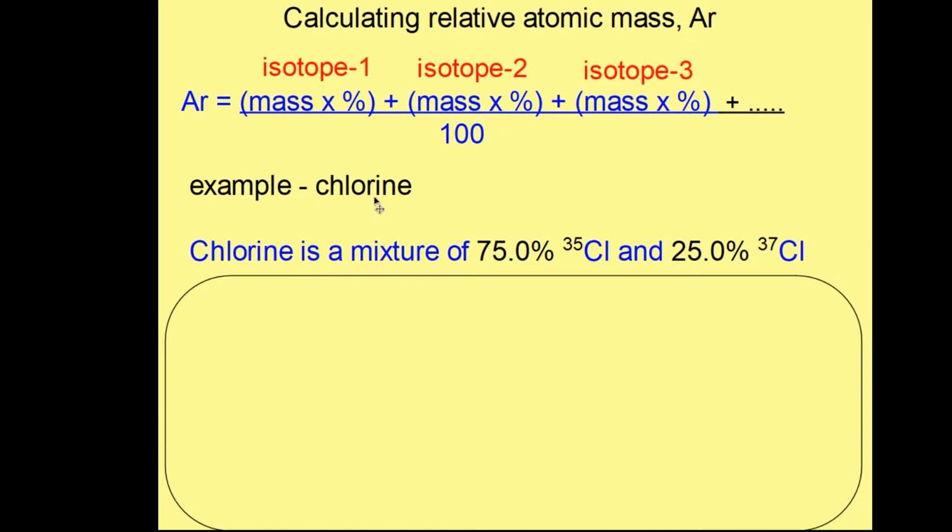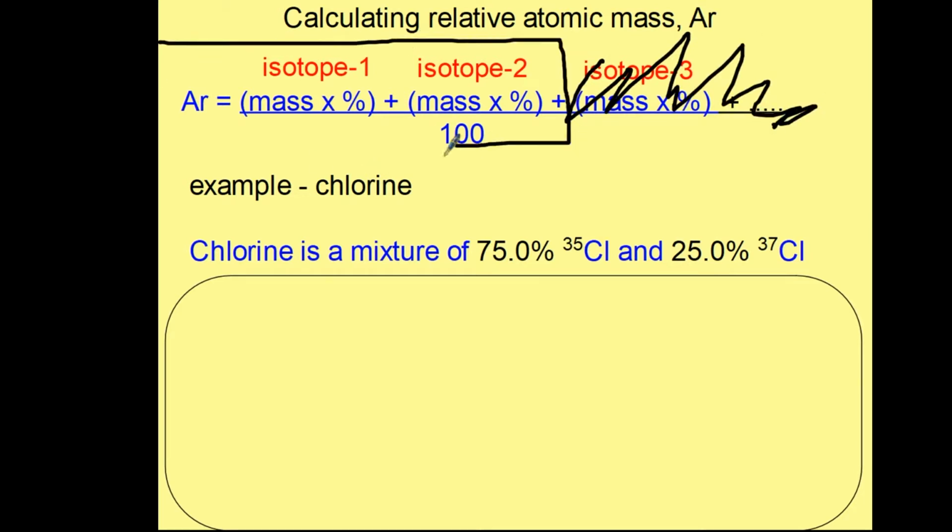So an example is chlorine. Chlorine is a mixture of 75% chlorine 35 and 25% chlorine 37. So it's only got two isotopes. So we don't need to use that one there. So this is going to be our equation here.